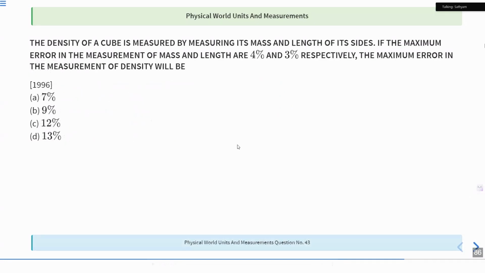Yeah. So this question is upon the density of a cube, right? The density of the cube is measured by measuring its mass and the length of the sides. If the maximum errors in the measurement of mass and length are 4% and 3% respectively, what will be the maximum error in the measurement of density?